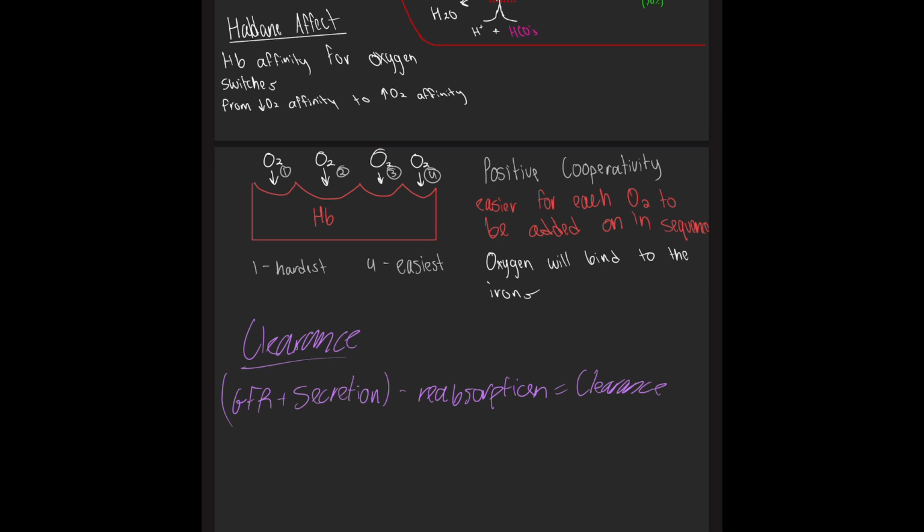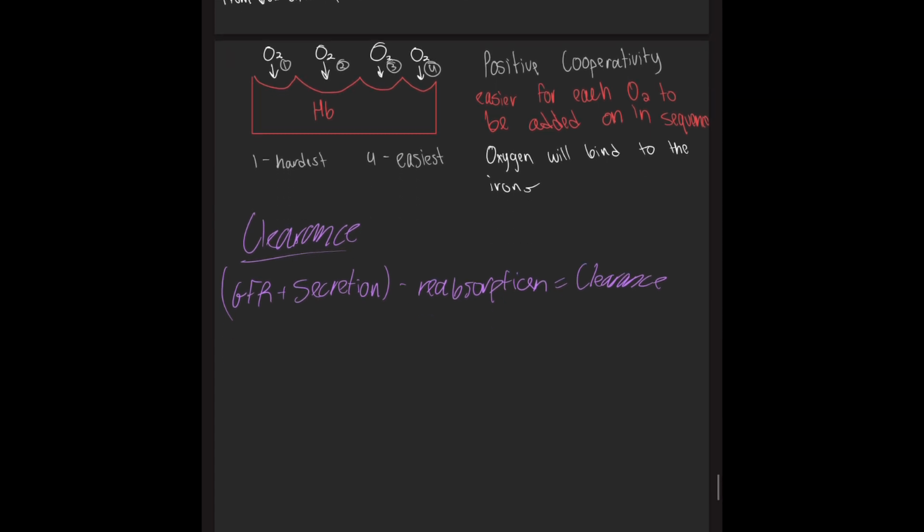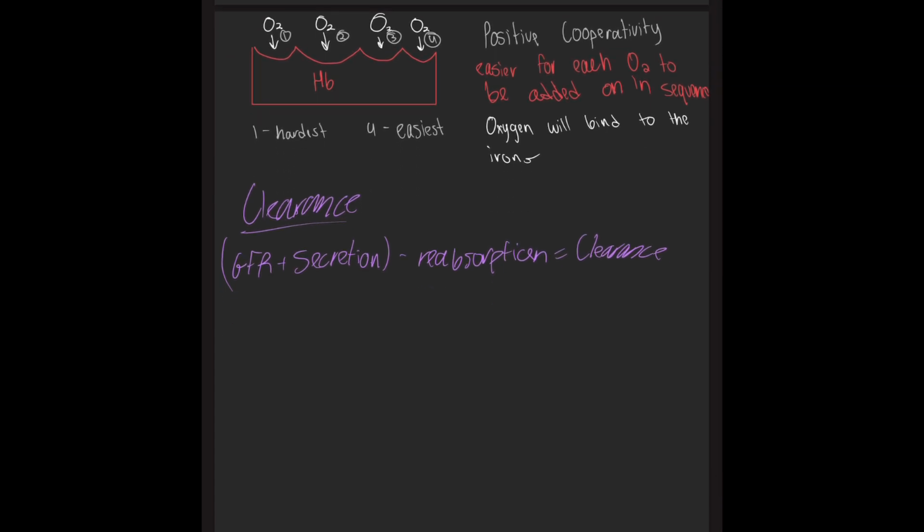The effect is that the hemoglobin's affinity for oxygen switches. So it's hard for oxygen to attach at first, but once the oxygen piles on, it gets easier. For example, the first one is the hardest to attach oxygen to. For the fourth one, it can be attached on easily because the affinity increases. The oxygens will bond to the irons within the red blood cell, the hemoglobin.